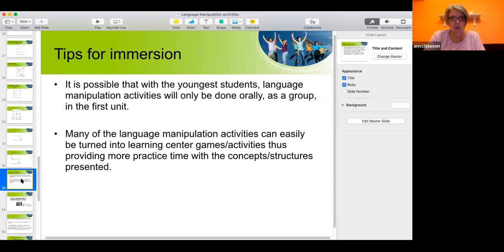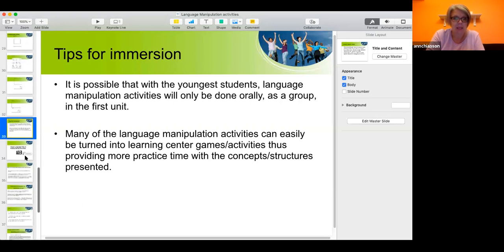So just to summarize, it's possible that with the youngest students, language manipulation activities will only be done orally as a group in the first unit. It's possible, depending. If you had preschool, you might. But I encourage you to turn these activities, adapt them so that they can be learning center games or activities. And so you're providing more practice time with the concept and structures presented.